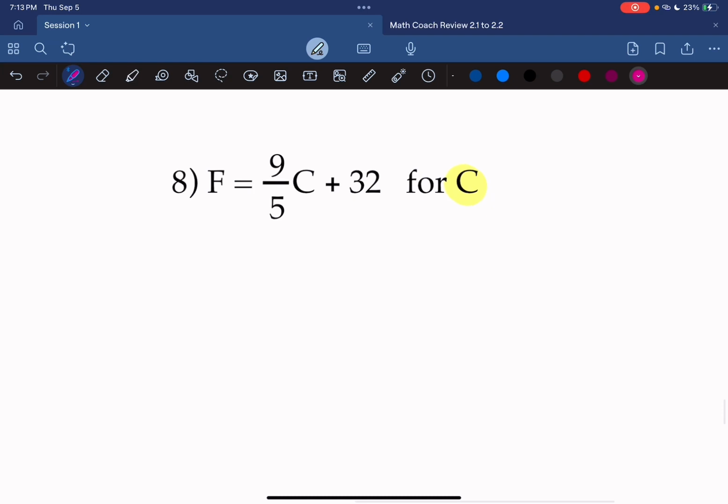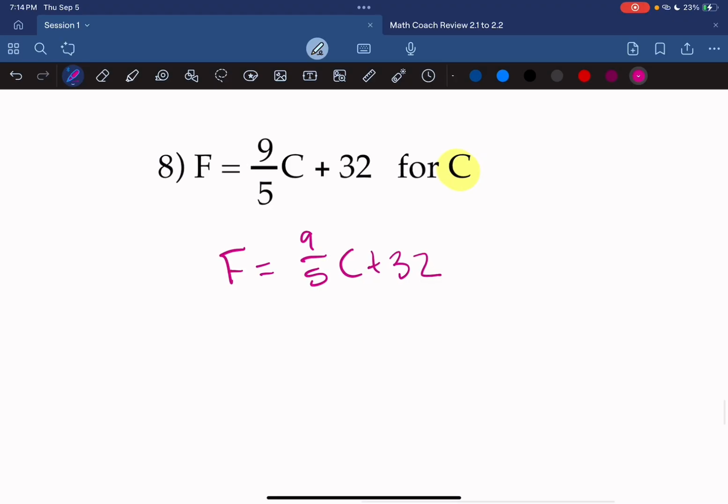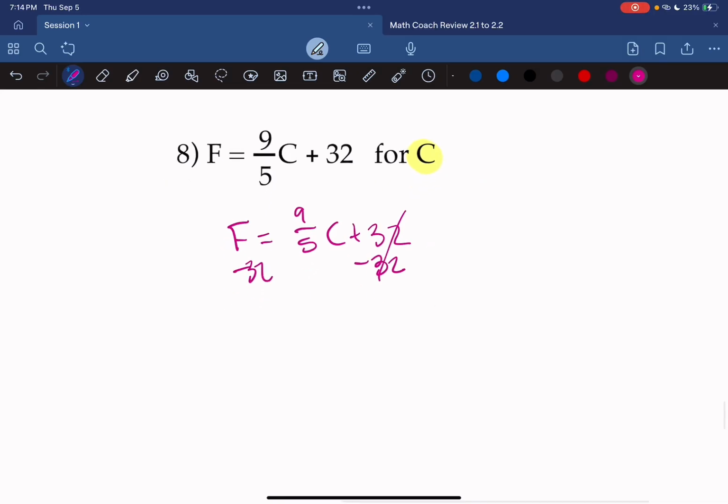Okay. So I'm going to rewrite it. F equals 9/5 C plus 32. This is a little different because we do have an addition sign. So now let's isolate C. And the first thing that we can do is to subtract 32, which is just moving it to the other side. So this will become F minus 32 equals 9/5C.